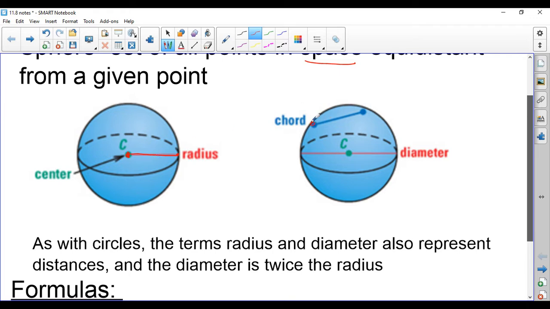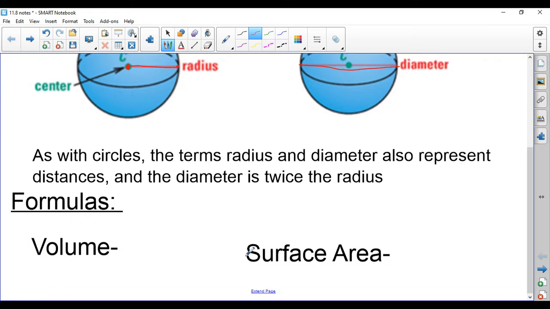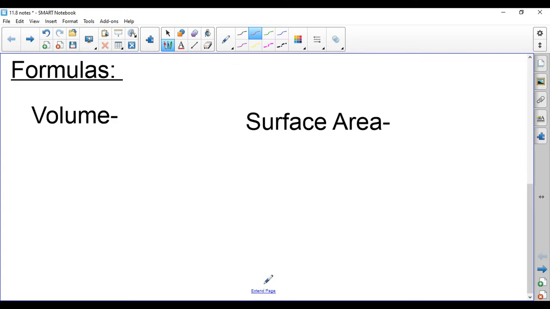We can have a chord of a sphere. We can have a diameter, which is the chord that goes through the center. We can have tangents to a sphere, and so on. So, as with circles, the terms radius and diameter also represent the distances of those lengths, and the diameter is always twice the radius. I'm going to give you the formulas for volume and surface area of a sphere, and then I'm going to show you some explanations of why these work.